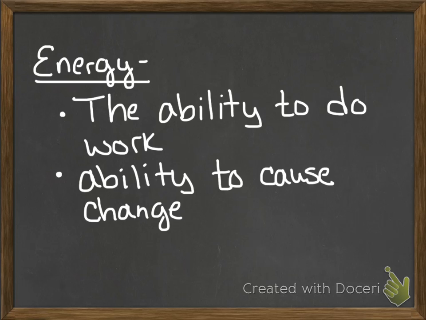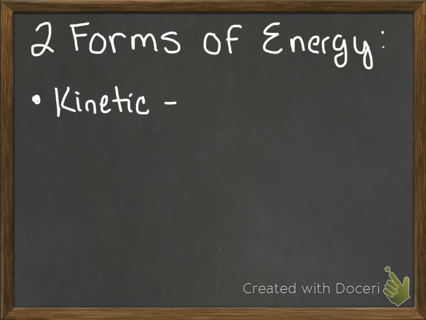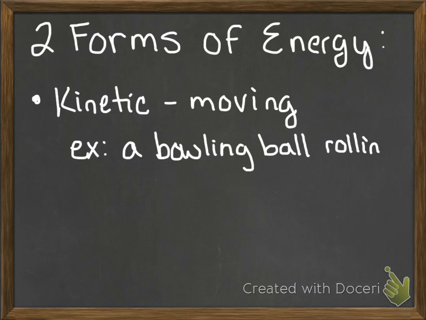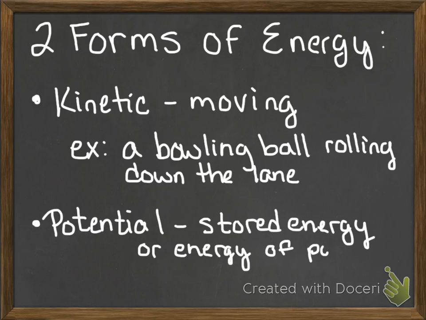So let's look at the different forms of energy, and these should be reviewed for you. There are two basic forms of energy: kinetic energy, which is the energy of a moving object. An example for that is a bowling ball rolling down the lane. The other form is potential energy, which is stored energy, or energy of position. Energy of position sounds pretty funky, but this is what that means.